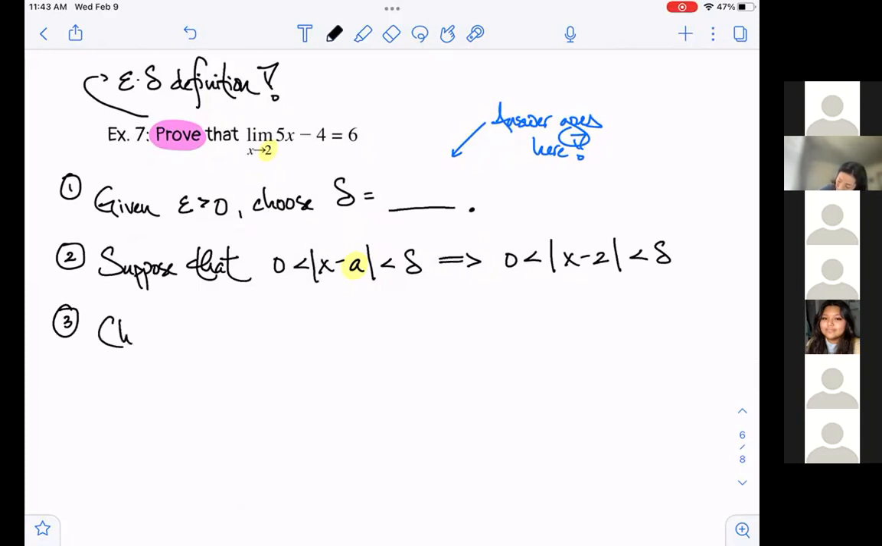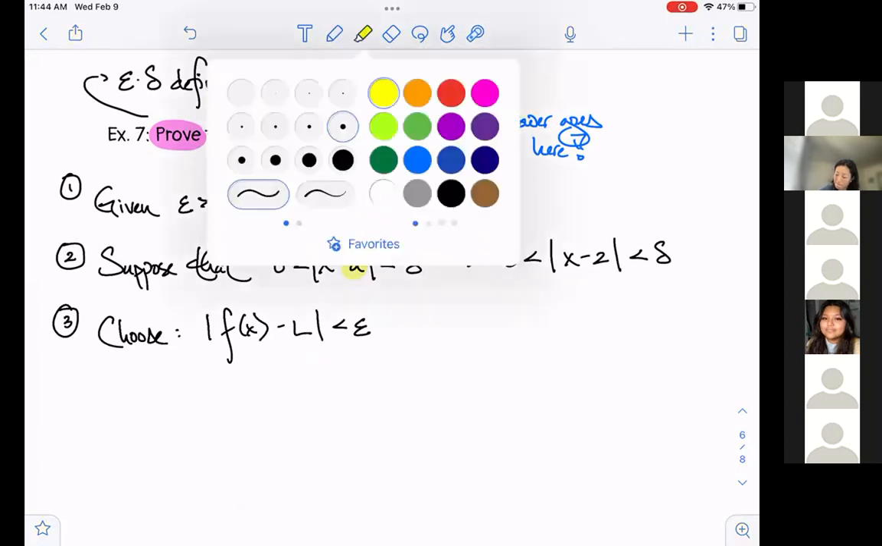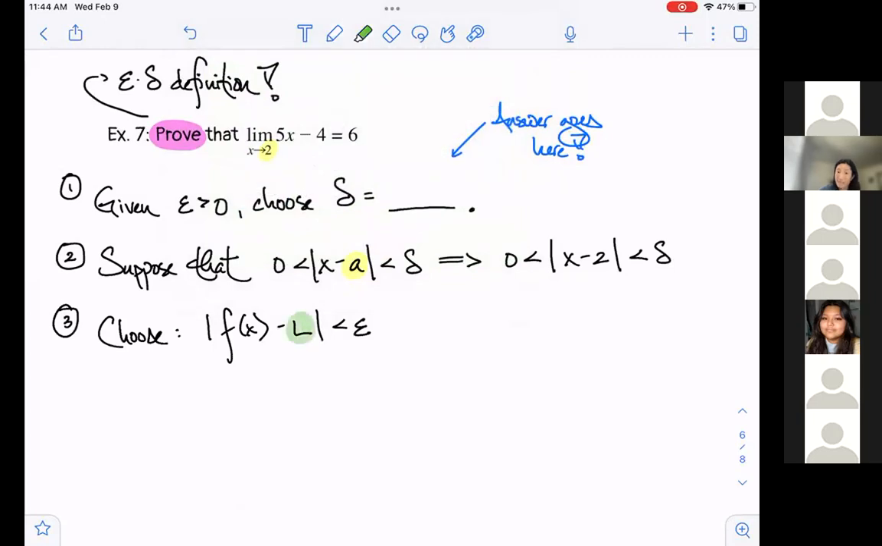3. We're going to choose the following. Absolute value of f of x minus L, close the absolute value, is less than epsilon. From our example, what can I plug in for L? 6. Yeah, 6, right? That's our limit.